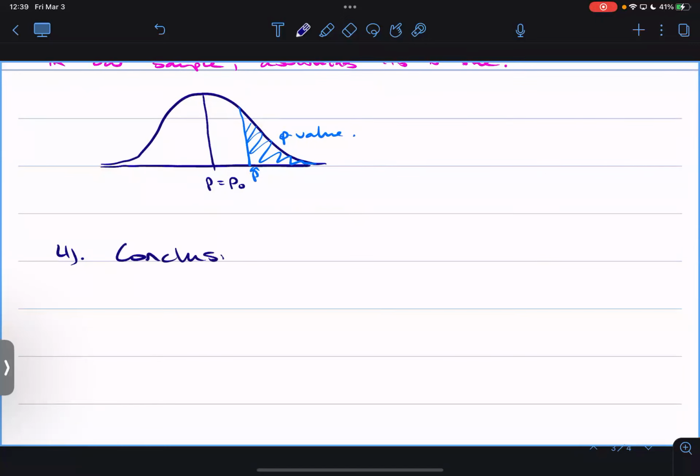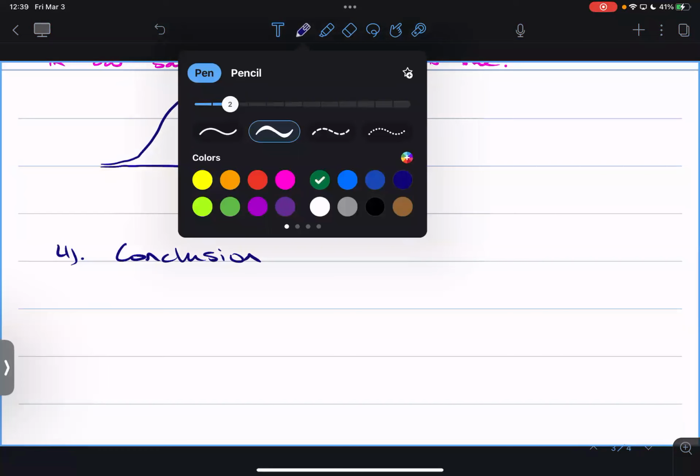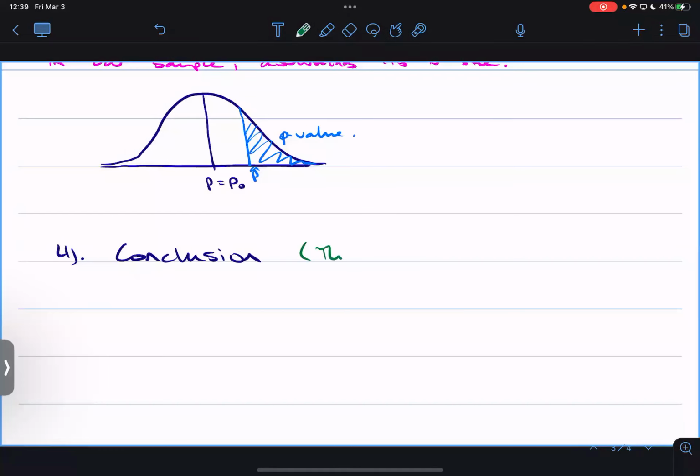So then all of a sudden we're ready for the conclusion. Okay. So the conclusion is going to have three parts. I just lump it all into one because it's all a thought process. I'm going to write out the conclusion and then I'll break it down into the three parts.